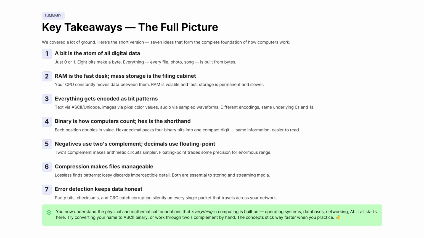If this clicked for you, the next step is to play with binary conversion yourself. Convert your name to ASCII binary, or try 2's complement by hand. The concepts stick way faster when you practice them.